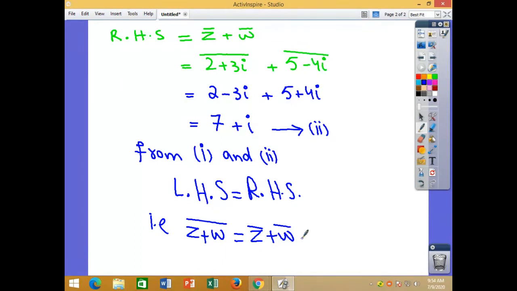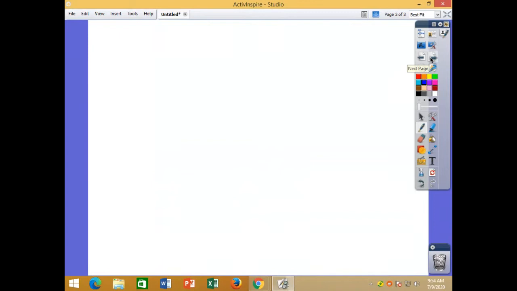Now we move on to the next part, part number 3, because part number 2 is the same as part number 1. Part number 3 of question number 6 is zw conjugate, that means z multiplied by w, conjugate. When we multiply z with w and take the conjugate, it is equal to z conjugate into w conjugate. First of all, we take the conjugate and then we multiply both the numbers.